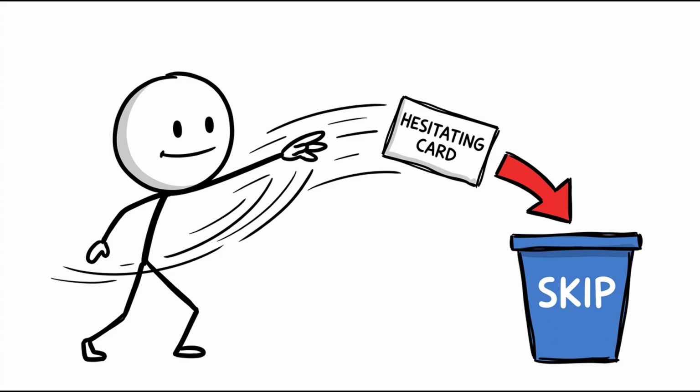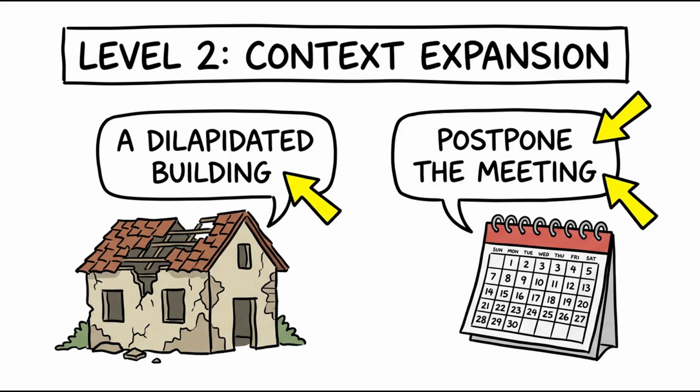If your brain hesitates for even a single second, or tries to quietly whisper a translation in your native language first, skip that card immediately and move straight on to the next one. This level is all about training raw, instinctive speed. Once you can move through level 1 smoothly, without hesitation, add a small layer of extra difficulty for level 2, which we can call context expansion.